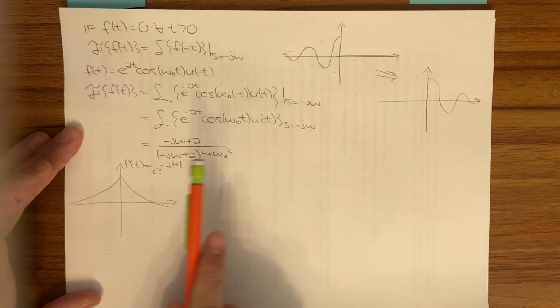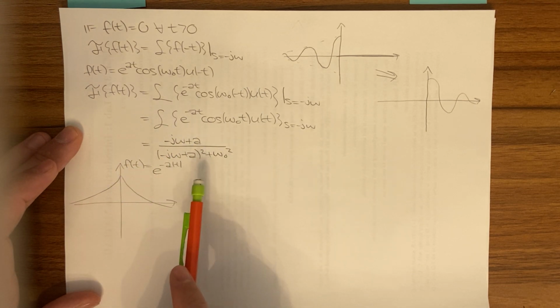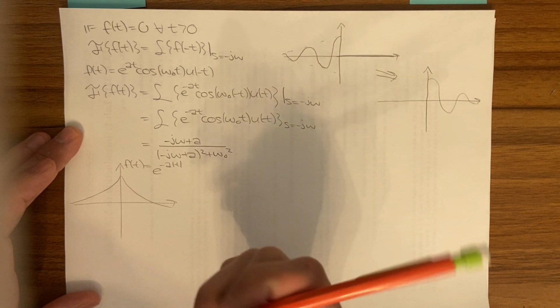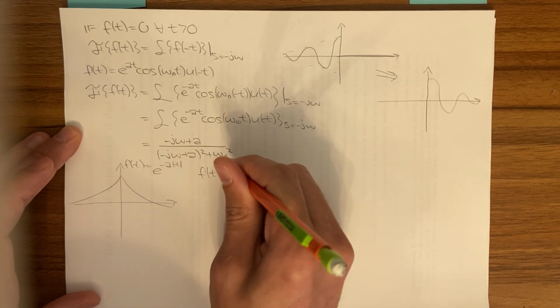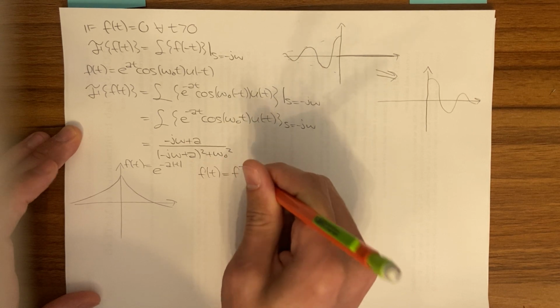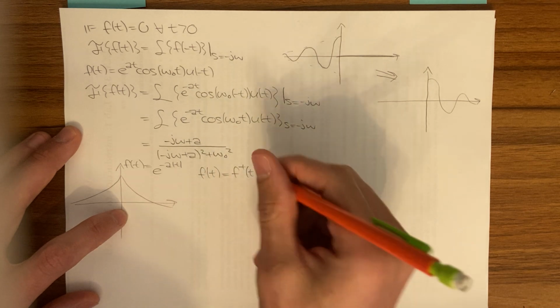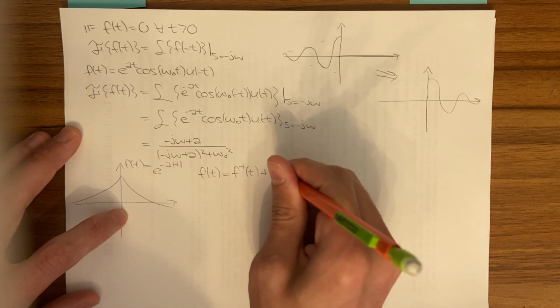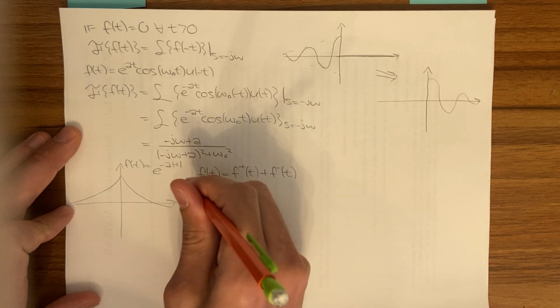So f of t is non-zero on both sides of the axis, but it's even. It doesn't have to be even, that's fine still. So we can break this into two parts. We have f of t equal to f plus of t, so that's pretty much all the stuff on the right-hand side of the y-axis, or the positive side, plus the negative side.